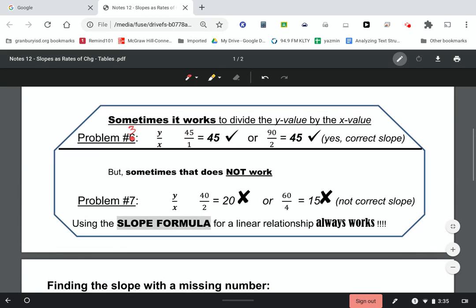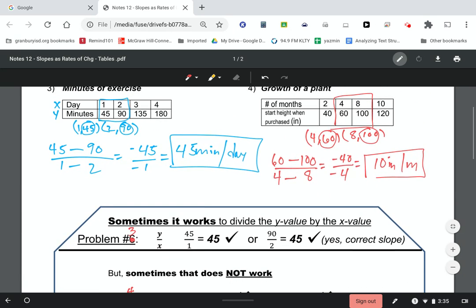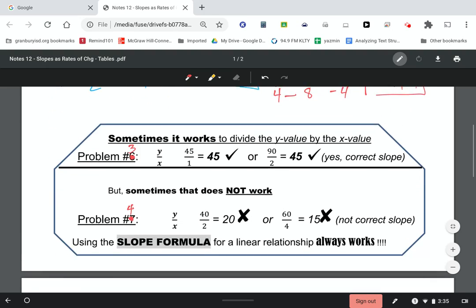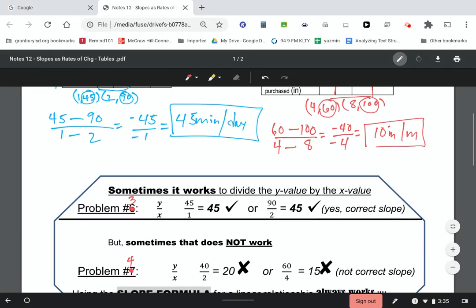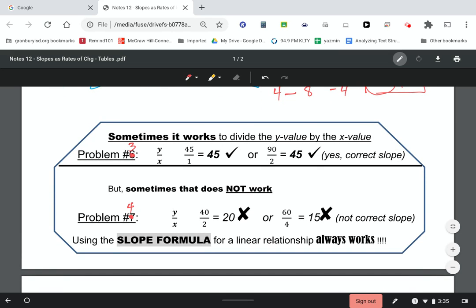But when you look at problem 7, which should be problem 4, and you take the first y value, which is 40, and divide by 2, you get 20. 20 is not our rate of change. It's 10. So you see, even if we take 60 and divide it by 4, we get 15. This is not the correct slope or rate of change. So using the slope formula for a linear relationship always works.